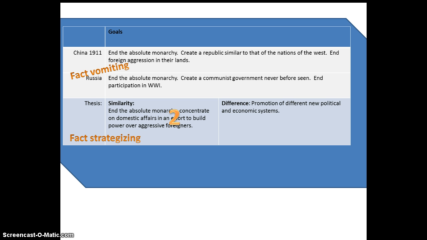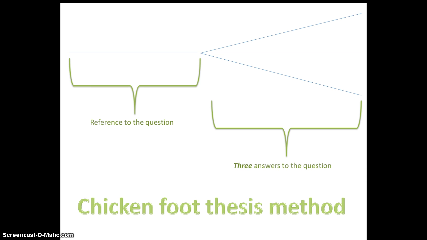So after we have strategized, you just want to make sure that you have a sufficient number of similarities and differences to appease the AP graders. They don't want you to remain as simple as possible. So we kind of stick to a rule of three in this class. Try to have a total of three answers to the question. In this case, we have two similarities and one difference. So we're going to work with that.